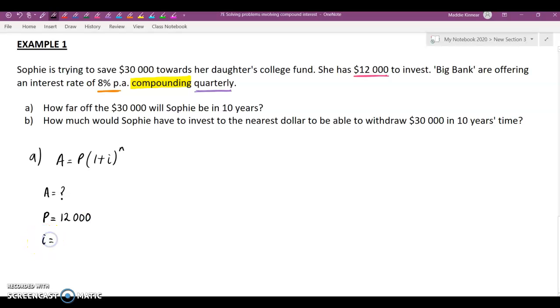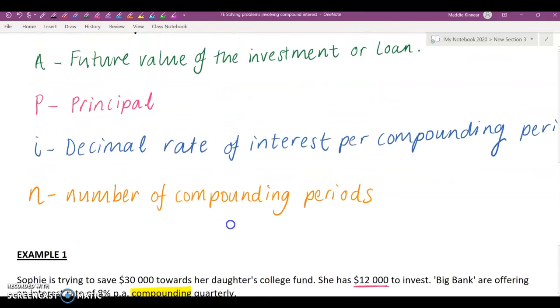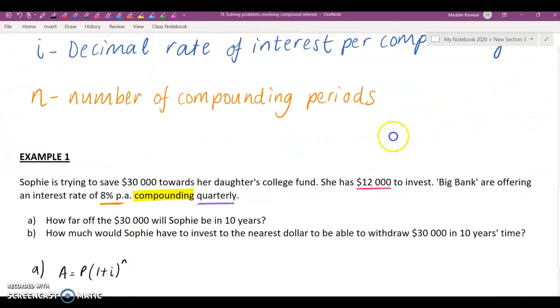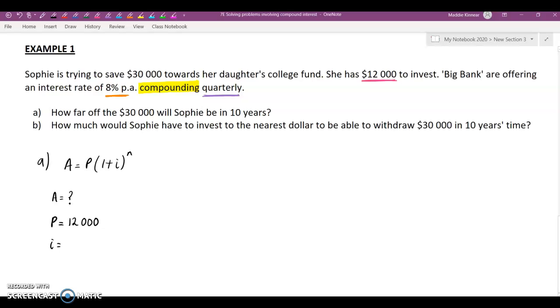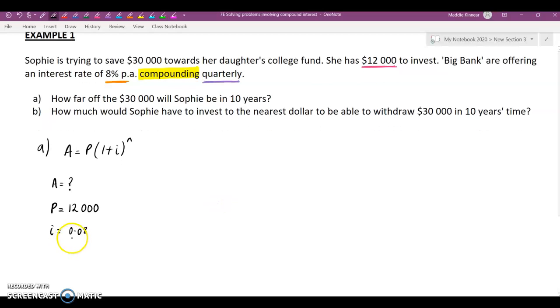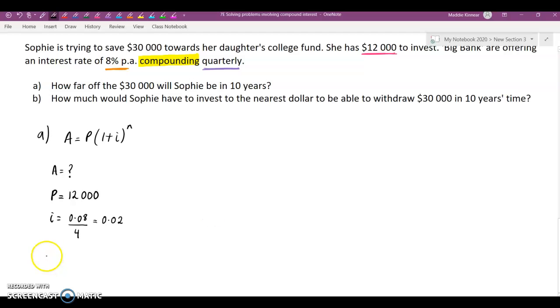I is going to be our interest rate, and if you remember, it is the decimal rate of interest per compounding period. So we need to convert 8% to a decimal first of all, which is 0.08. At the moment that is per annum, which means per year. We need to change that to quarters because that's how this is being applied. So I need to divide this value by 4, which gives me a new interest rate per period of 0.02 or 2%.